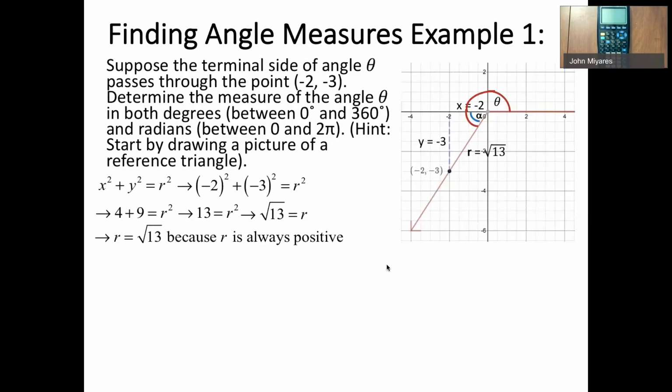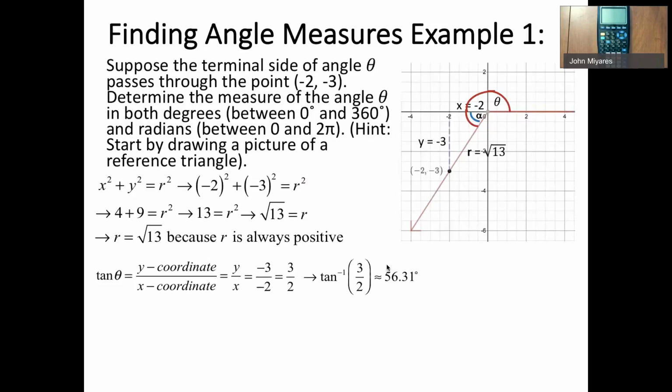Since this angle has its terminal side in quadrant 3, this problem becomes easiest if we use the tangent ratio y over x, opposite over adjacent, because that will reduce to a positive value of 3/2. From here, we can take the inverse tangent of 3/2 and we'll get 56.31 degrees.